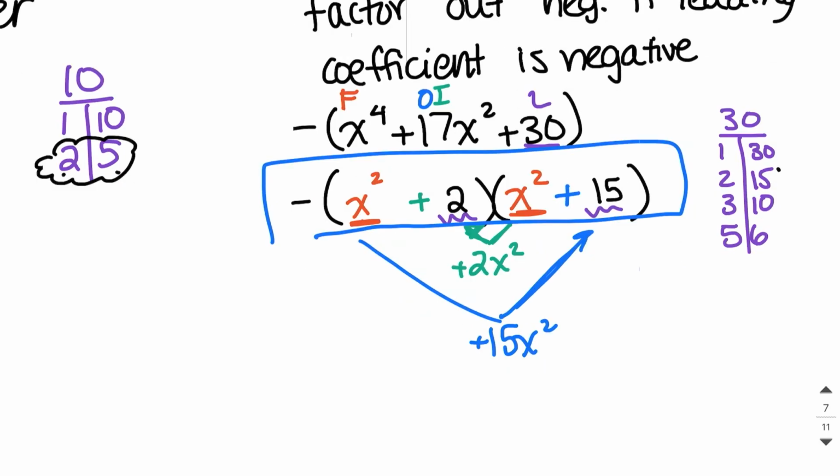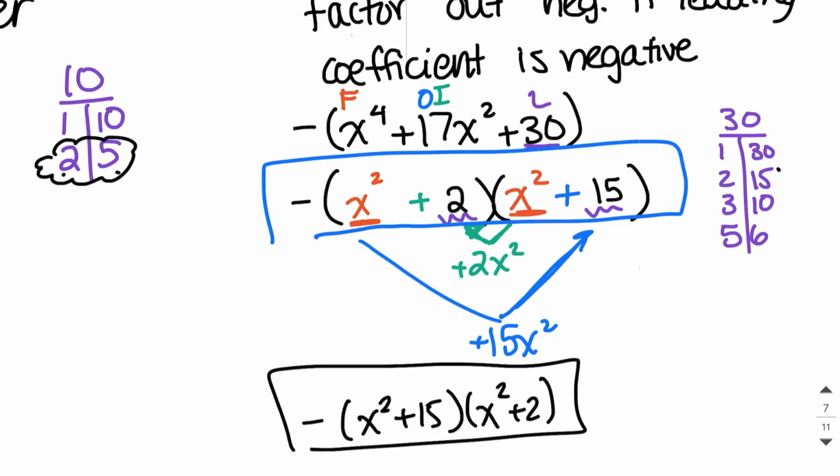And again, if you have negative x squared plus 15 times x squared plus 2 instead, that is totally fine as a final answer.